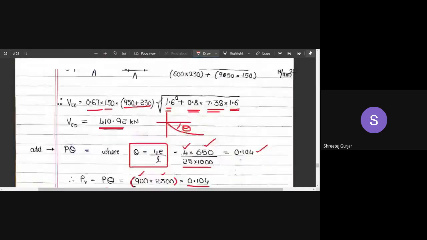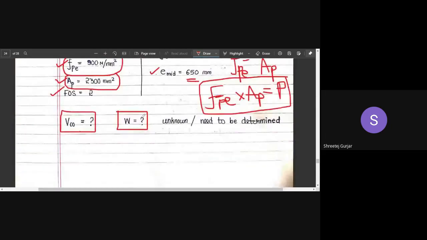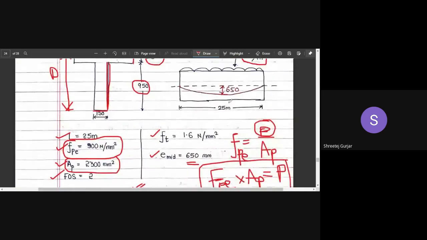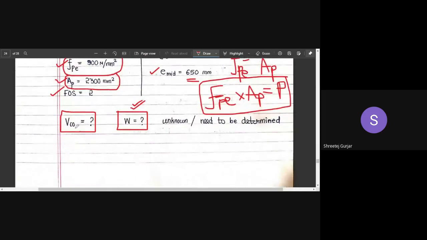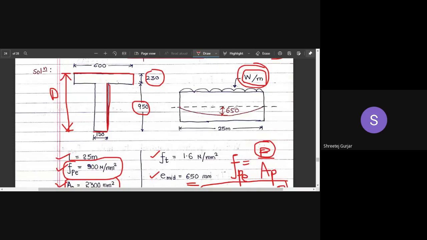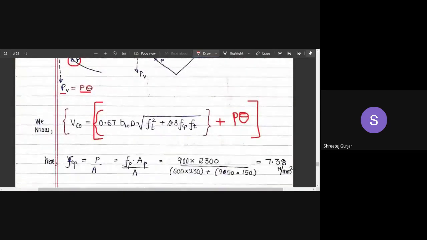Moving on to the second part. What they have told us is to calculate this W. We have calculated VCO. The second part is to calculate this particular W, the maximum permissible UDL which is acting.